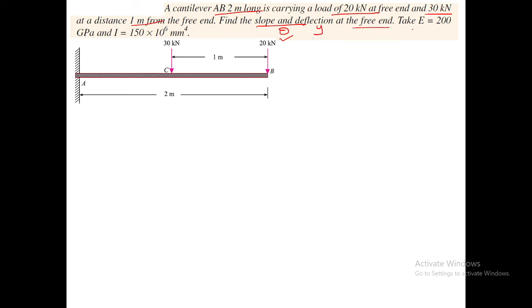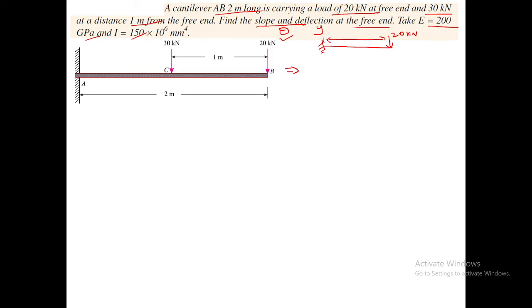Take E equal to 200 gigapascal, I, moment of inertia, equal to 150 into 10 to the power 6 mm to the power 4. So first in this problem, convert the two things. One is the end load, 20 kilonewton.